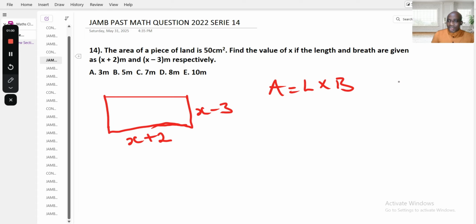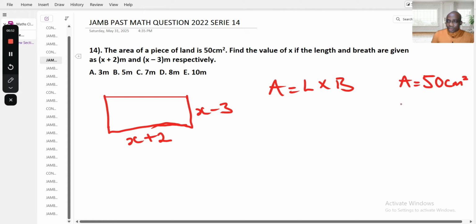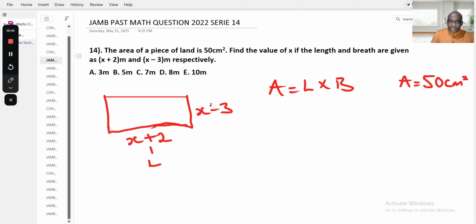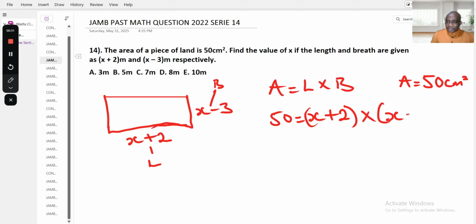Therefore, the area has been given to us as what? 50 centimeters raised to power 2. What is our length? Our length is this one. What is our breadth? Our breadth is this one. Now let's apply it. A is what? 50. What is our length? x plus 2. Multiply by what? By breadth, x minus 3.